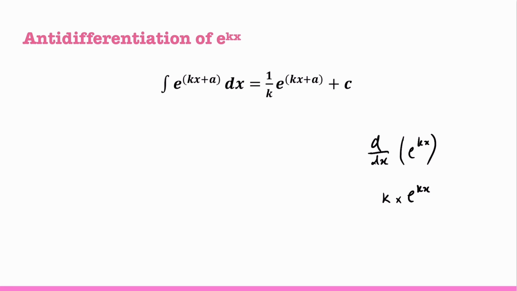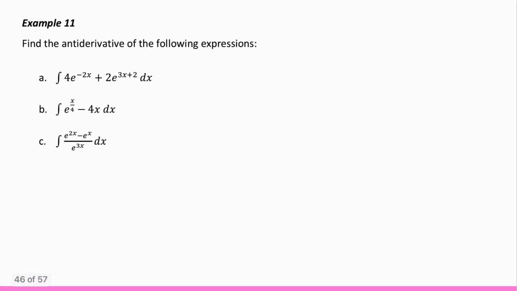So hopefully you guessed it, all you have to do when you antidifferentiate is the opposite of that. So instead of timesing by k, what we are going to do is divide by the derivative of the inside. And of course, we've got our lovely plus c. So that's it. That's how you antidifferentiate. Let's go ahead and apply that to a couple of questions. Find the antiderivative of each of the following expressions.